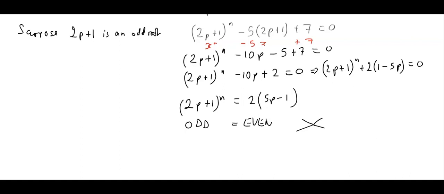And so if I do a bit of factorization, I find I've got (2p + 1)^n + 2 lots of (1 - 5p). If I subtract 2 lots of (1 - 5p) from both sides of the equation, on the left-hand side I have an odd number, on the right-hand side I have 2 lots of (5p - 1), and I've now produced another odd-even contradiction. I've shown that the equation implies that an odd integer should be equal to an even one, and we have now completed this part of the proof and this question.